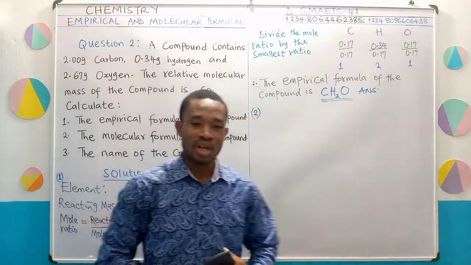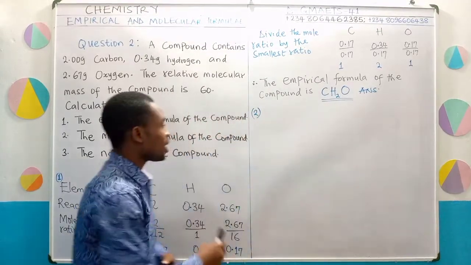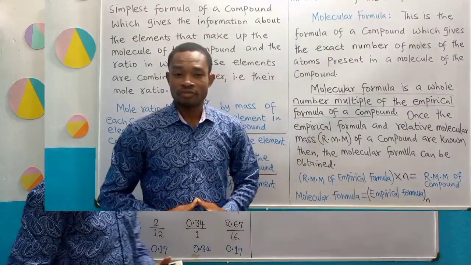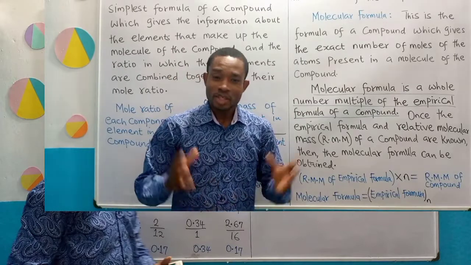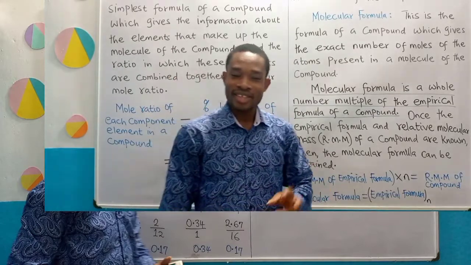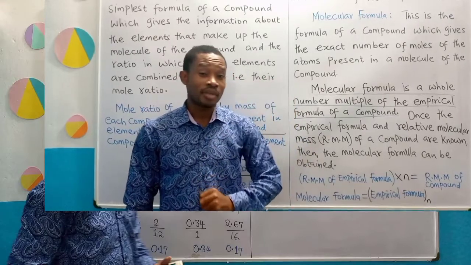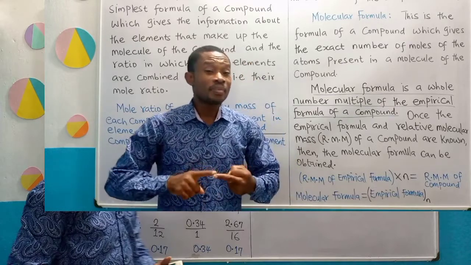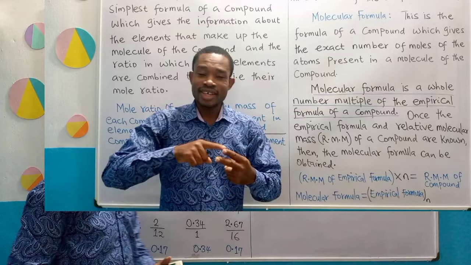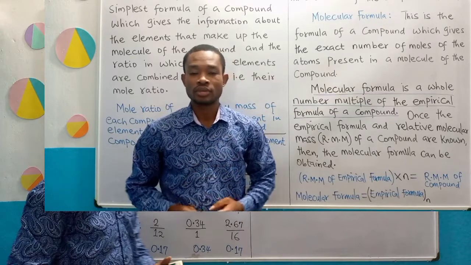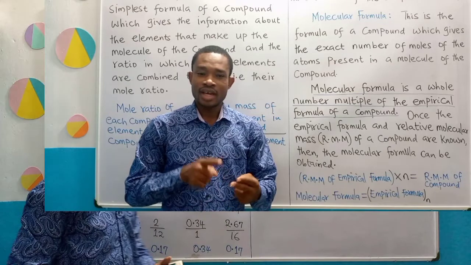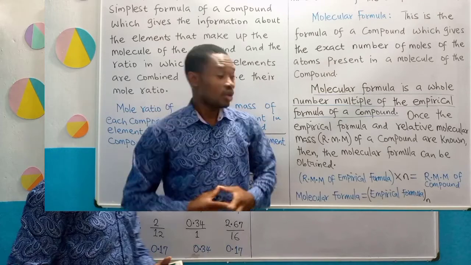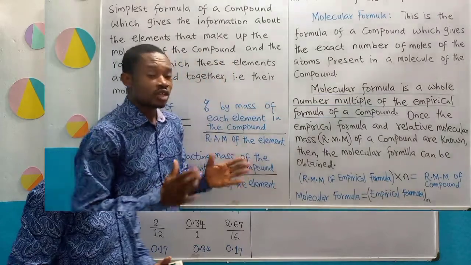We are to determine the molecular formula. How do we get the molecular formula of this compound? How do we determine molecular formula? Very important. It might interest you to know that there are just 2 things we need in order to determine the molecular formula of a compound. And what are the 2 things we need? We need the empirical formula of the compound, and we need the relative molecular mass of the compound. Once we know the empirical formula and the relative molecular mass, we can use it to get the molecular formula of the compound. So this is what we do.